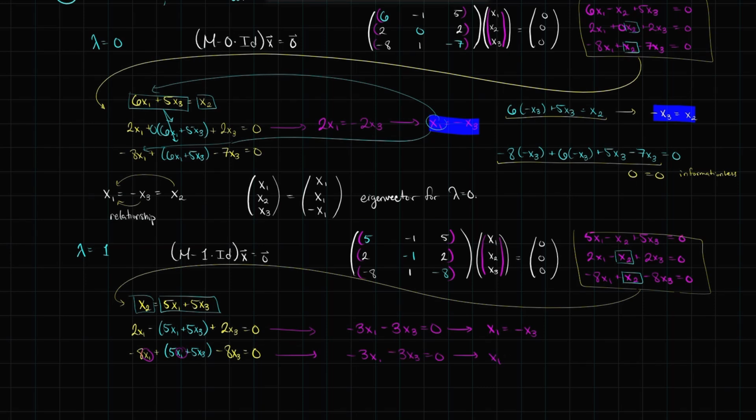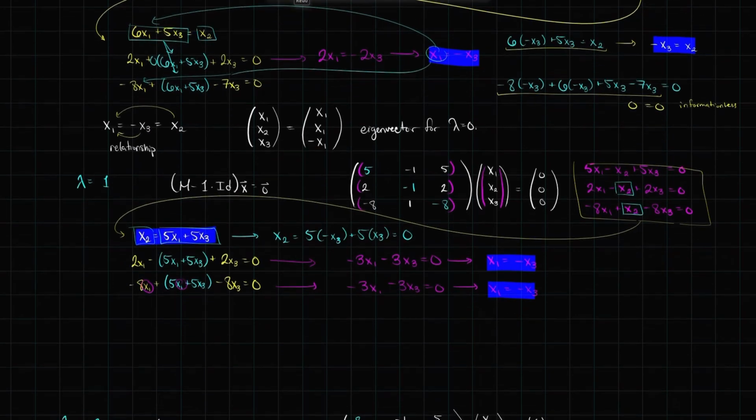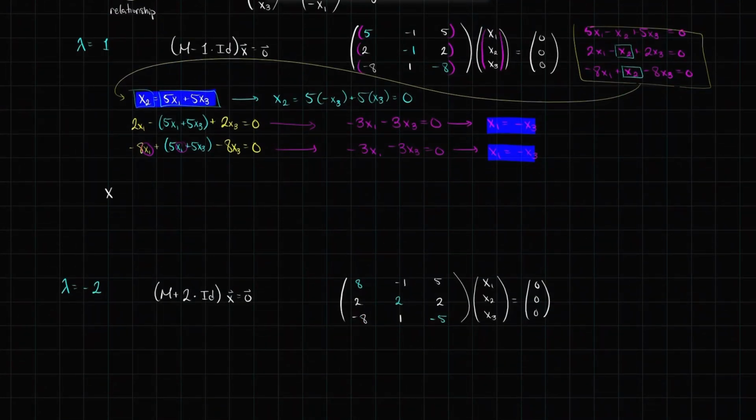That's giving me exactly the same relationship, which is always going to be true, right? This informationless statement will always occur in eigenvalue problems. And so both of those are valid, as well as the original equation that we have. But now that we know that x1 is negative x3, this original equation simplifies for me, telling me that x2 is 5 negative x3 plus 5 x3, and those are just going to cancel and tell me that x2 is 0. Therefore, my relationship is that x1 is negative x3 and x2 is 0.